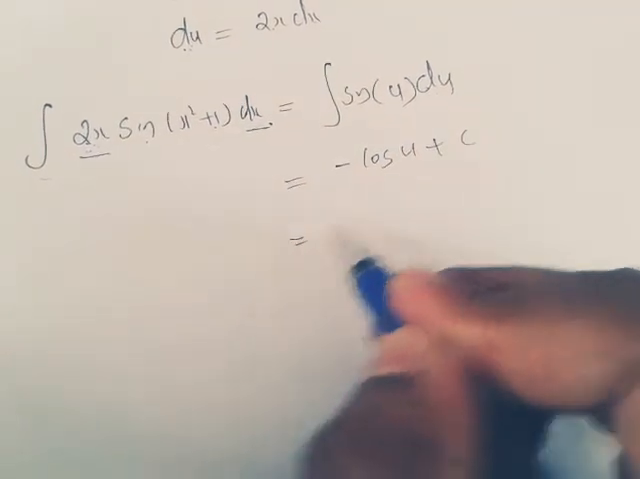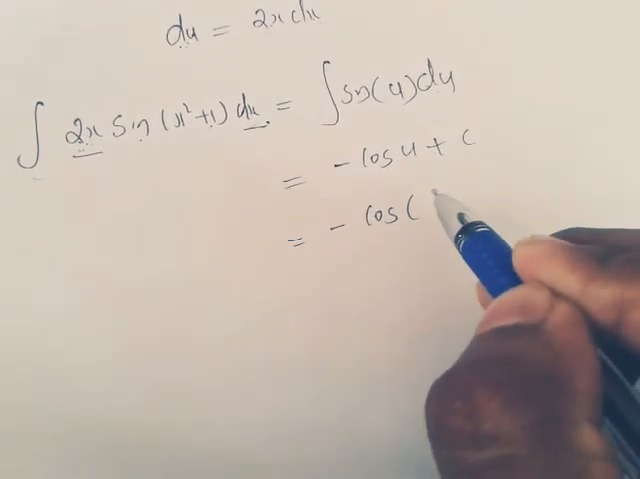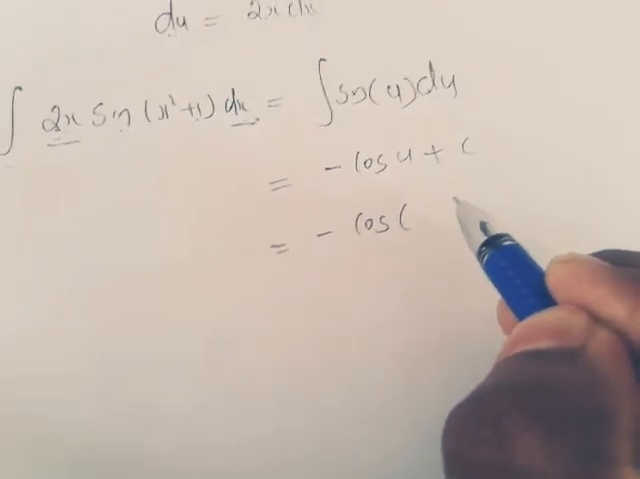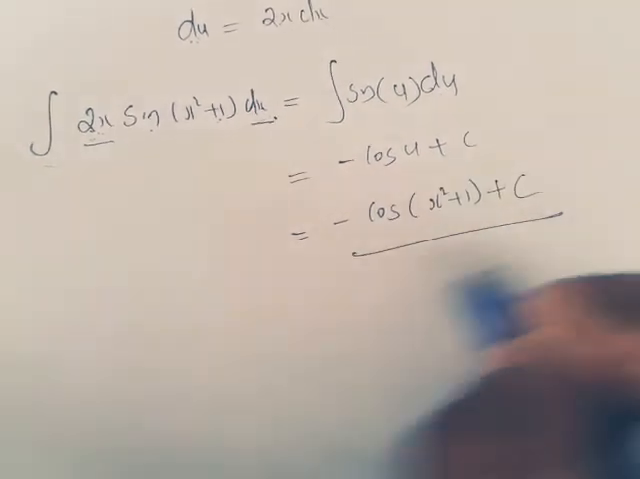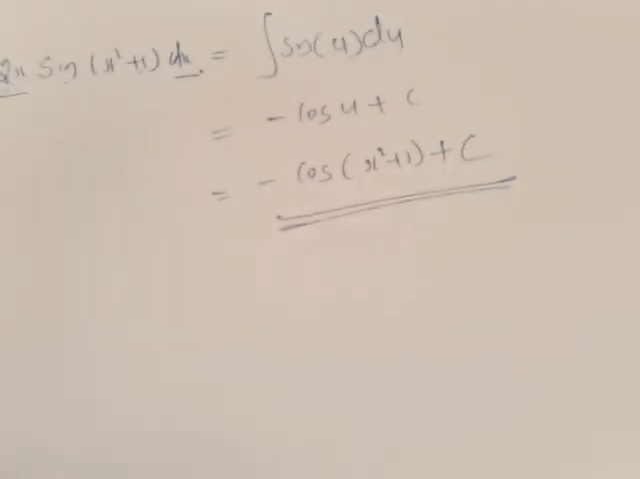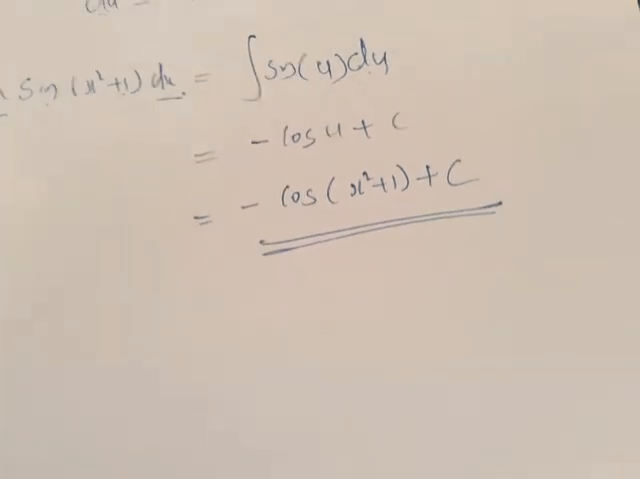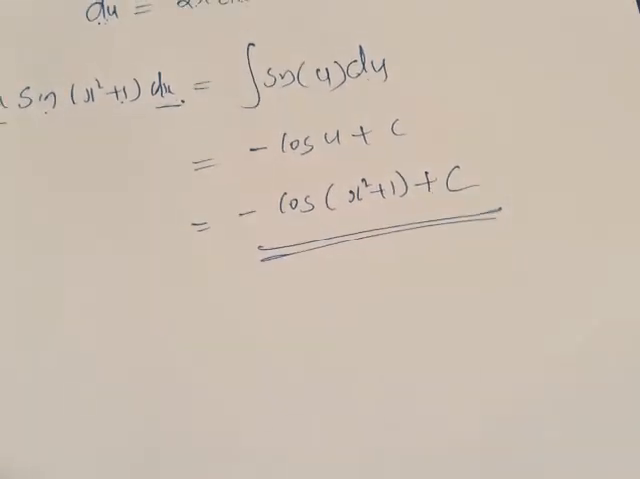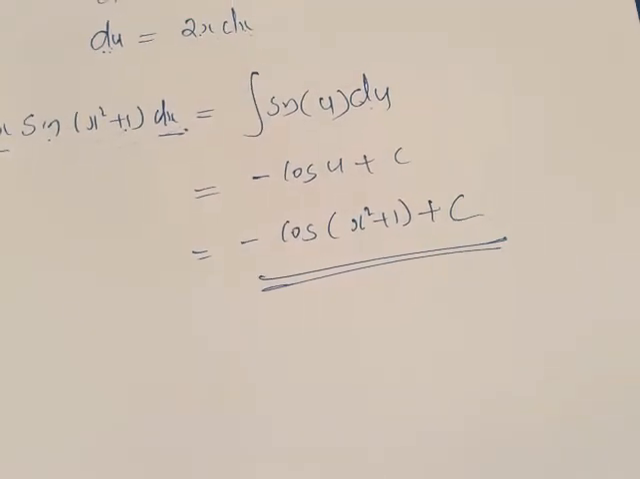Now it's time for resubstitution. Minus cos, what is u? What was u? U was x square plus 1. So it becomes minus cos x square plus 1 plus c. So this is the integral of this function. The answer is minus cos x square plus 1 plus c. And we are going to solve one more question, and you may understand that this substitution method is much simpler than the product rule.